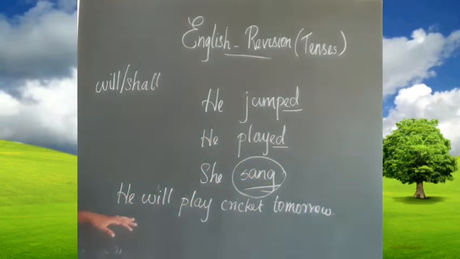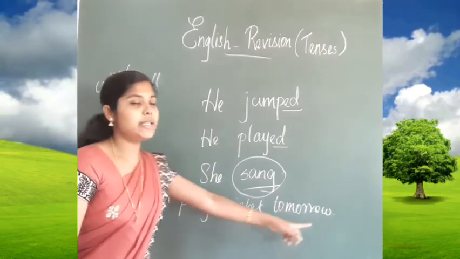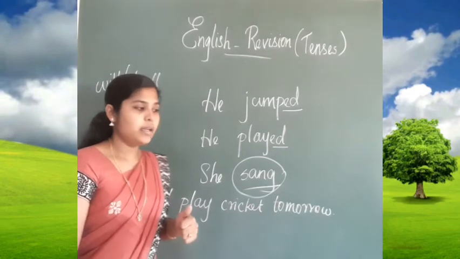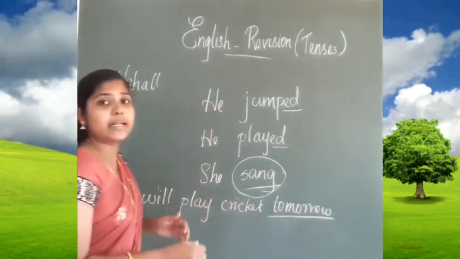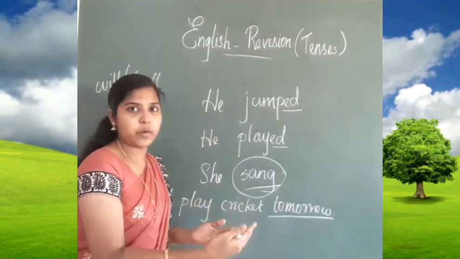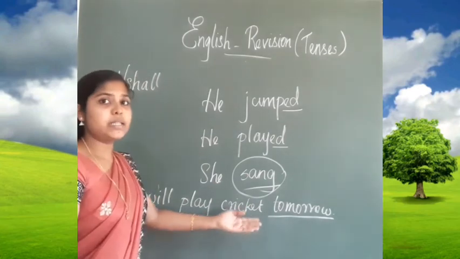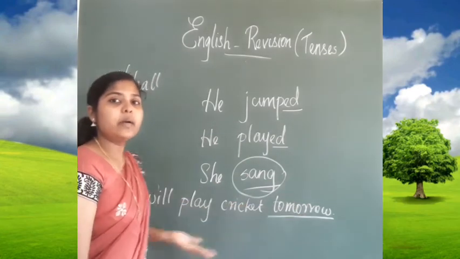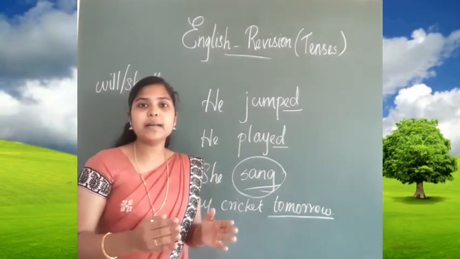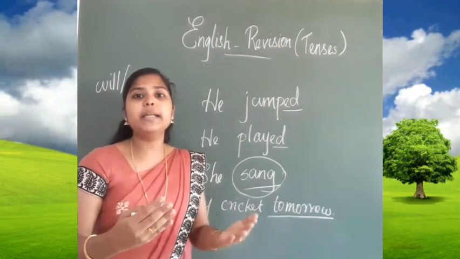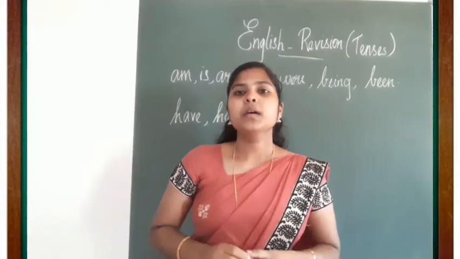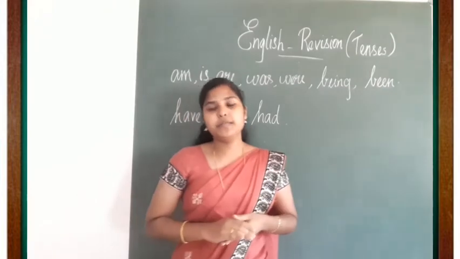So, here, look at this example. He will play cricket tomorrow. Not now, not yesterday. He will play cricket. When will he play? He will play cricket tomorrow. So, it is an activity which will happen in future. So, he will play cricket not now, tomorrow, or he will play cricket by evening. So, these activities which are indicating an action which will happen in the future, that is simple future tense. Is that clear?